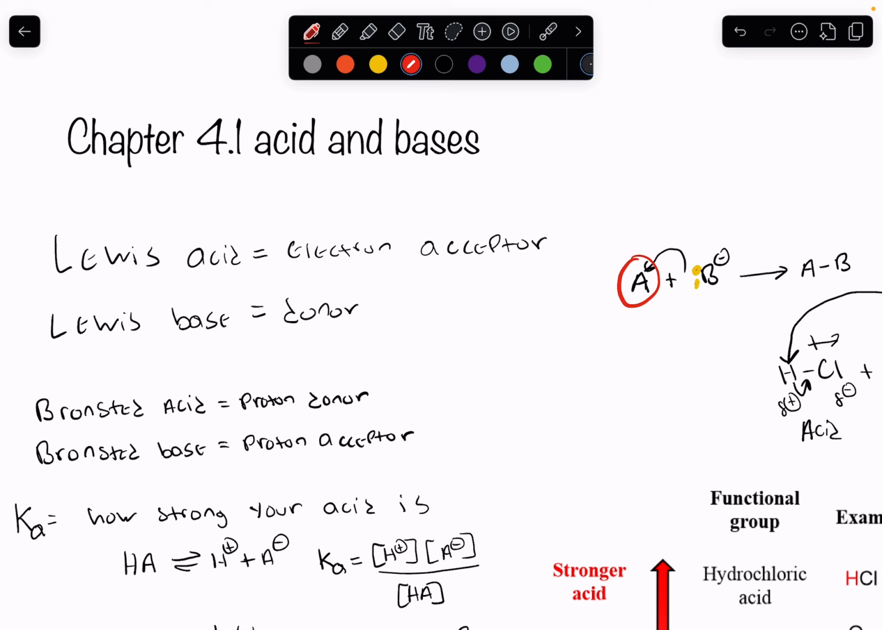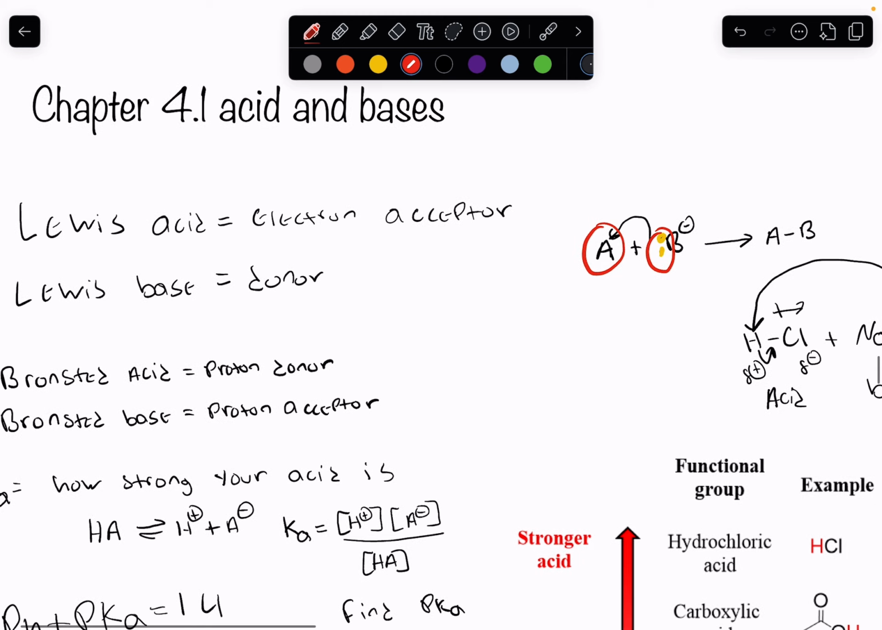And then obviously, your Lewis acid is an electron acceptor. Sorry, your acid is going to accept the electrons from the base. That makes more sense, right? So your acid is going to accept the electrons from the base, so it is an electron acceptor. The base is going to donate the electrons, so it is an electron donor.